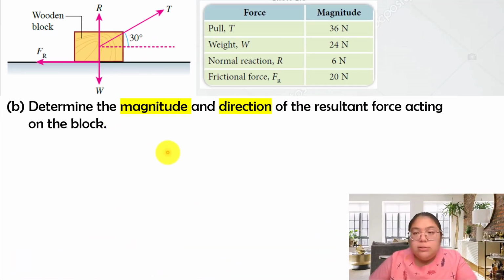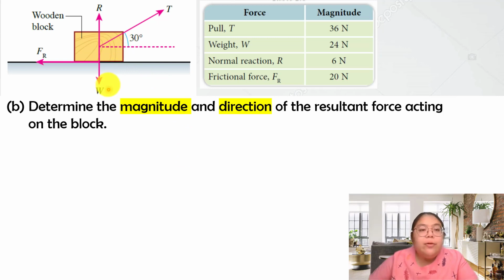Then we continue the same question. Determine the magnitude and also direction. The question wants the magnitude and direction of the resultant force acting on the block. Just now was not the resultant force, just now was just the components you created. Now finally, I want to know where the box goes.